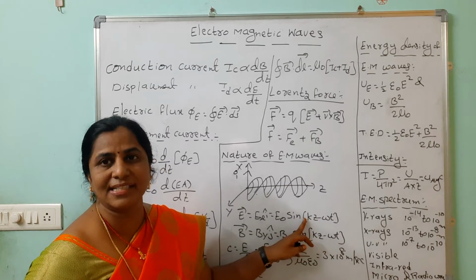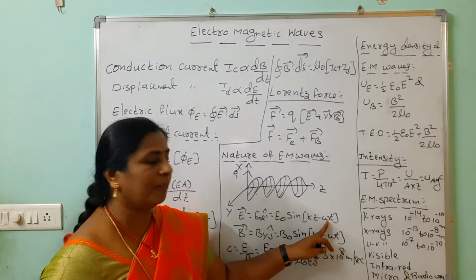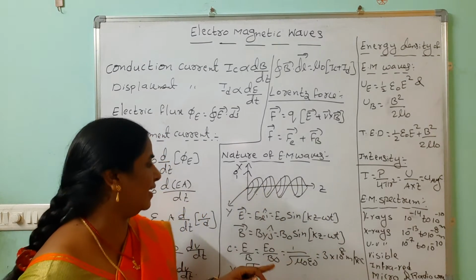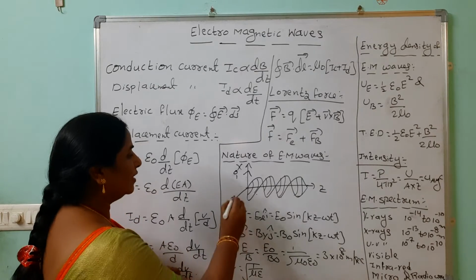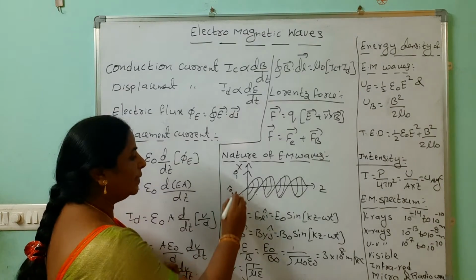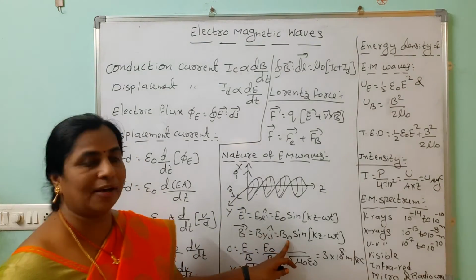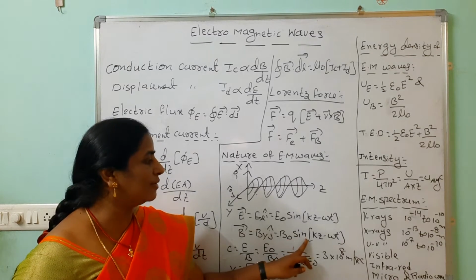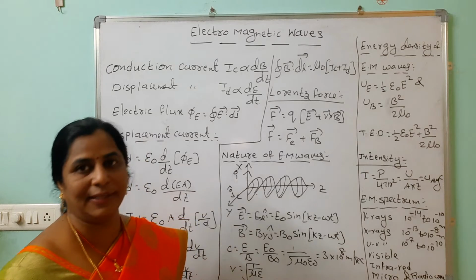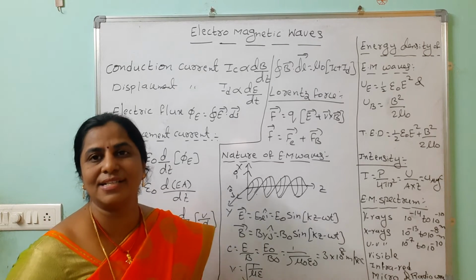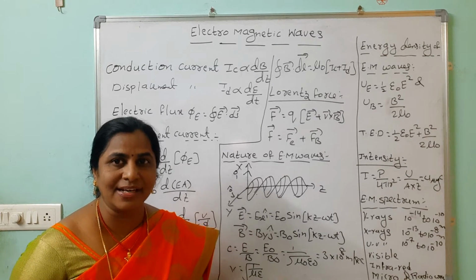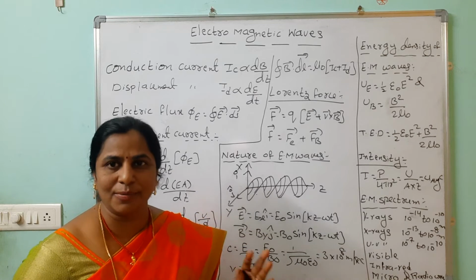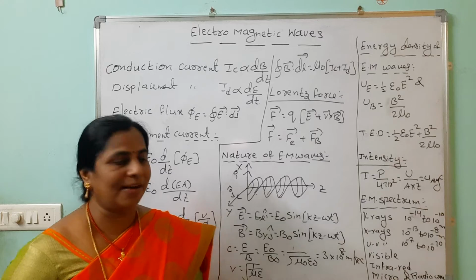kz is what? k is the propagation constant and omega is the angular frequency, and we are taking it with respect to the z-axis. Then B is along the y-axis, and you know that j cap is the unit vector. B naught is the maximum induction of that magnetic field, into sin(kz minus omega t). So now you know the intensity of the electric field and the intensity of the magnetic field, because an accelerating charge is able to produce both electric and magnetic fields.